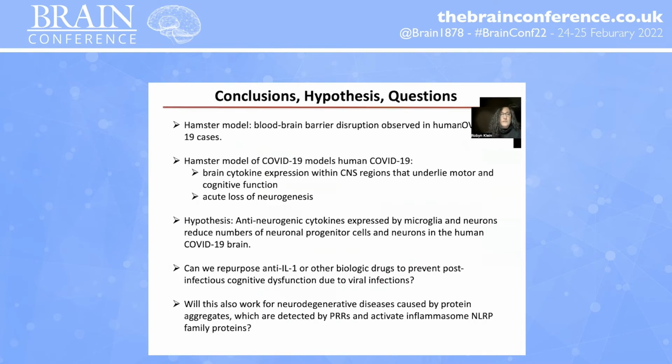So as far as conclusions for this part of the talk, I've shown you that we have a hamster model. I didn't have time to show you blood-brain barrier disruption, which was also found in human cases, and that this model can model human COVID-19 in terms of brain cytokine expression and loss of neurogenesis. And so it would appear that anti-neurogenic cytokines that are expressed by microglia, maybe neurons, and astrocytes in the case of flaviviruses can reduce the numbers of neuroprogenitor cells and neurons.